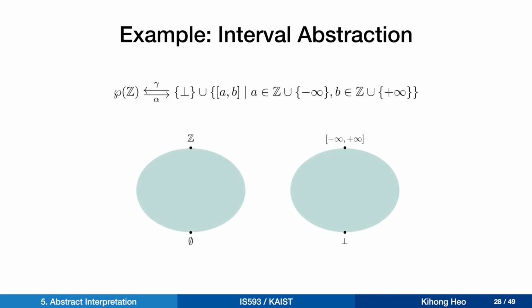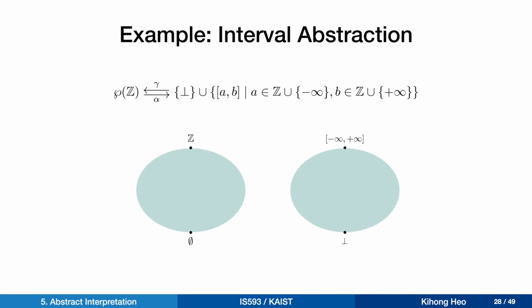Here is another example of Galois connection. The concrete domain is the same, the power set of integers. But the abstract domain here is the so-called interval abstract domain. Each element is a pair of integers or infinity symbols, the minimum and maximum elements of a range of integers. The infinity symbols are used to represent something which is larger than all integers and smaller than all integers, respectively.